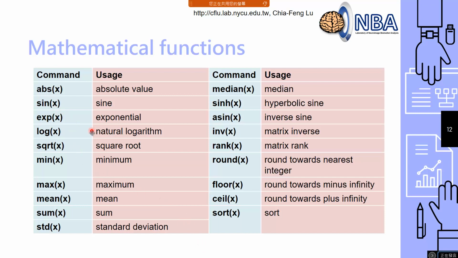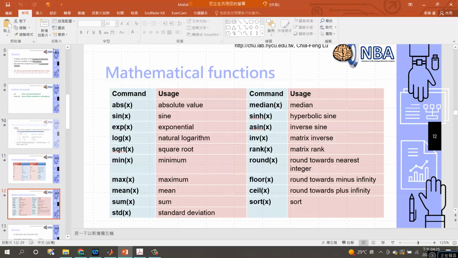And here is a list of some commonly used functions. For example, if you want to take the absolute value of some variable like x, you can simply use the ABS, and you can see right here, this is a parenthesis. You use a parenthesis, and then you can get the absolute value. So let me show you how to do this.